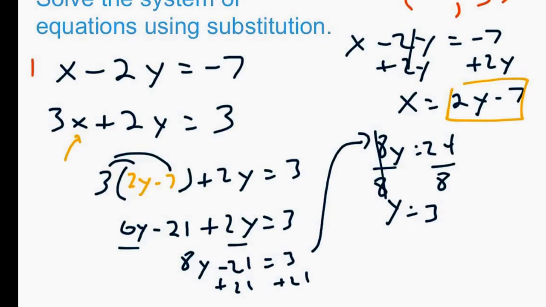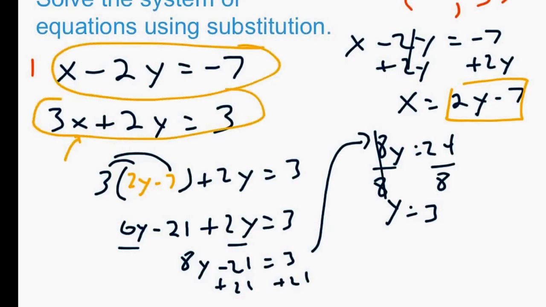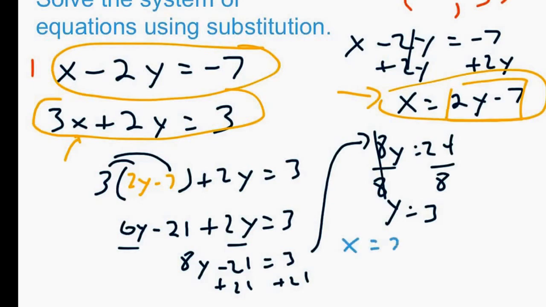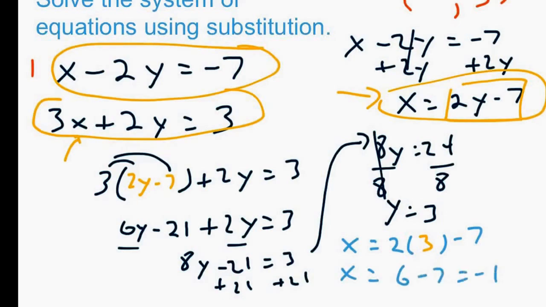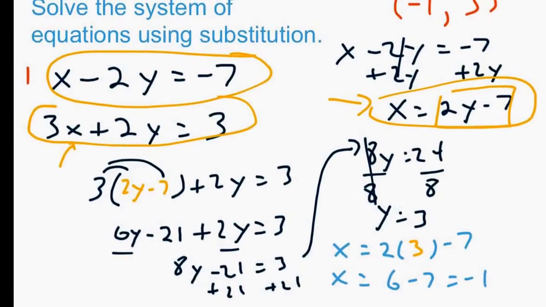I still need my x coordinate. So I can use any of the equations. I can use this one. I can use this one. Or I could use this one. And since x is already set up over here, x equals, I'm going to use this one right here. So I'm going to say x equals 2 times y, which we just found out is 3, minus 7. 2 times 3 is 6. 6 minus 7 is negative 1. So our x-coordinate is negative 1. Negative 1 comma 3.